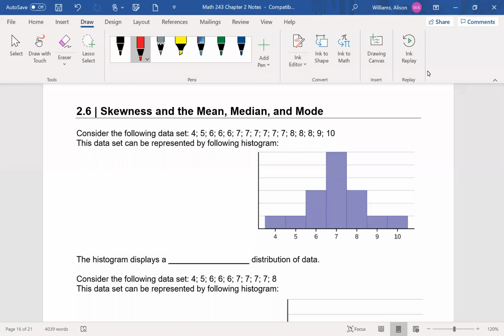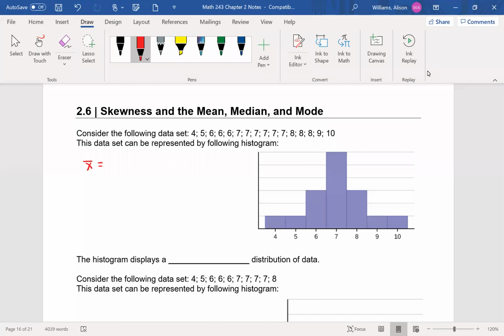In this video, we're going to talk about skewness of the data, and we're going to relate that to the mean, the median, and the mode. So looking at this example here, we have a data set, and they have given us the histogram of that data set. So I'm going to go ahead and find the mean, the median, and the mode for this data set. I'm going to go ahead and also assume it's a sample. So I'm going to use X bar to represent that.